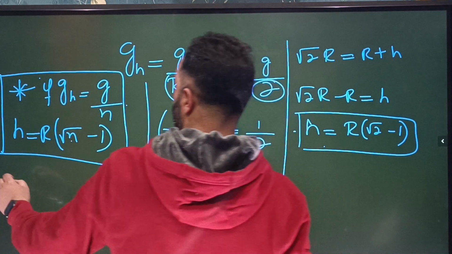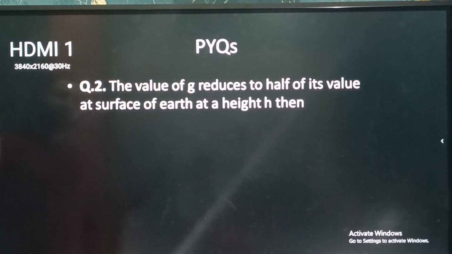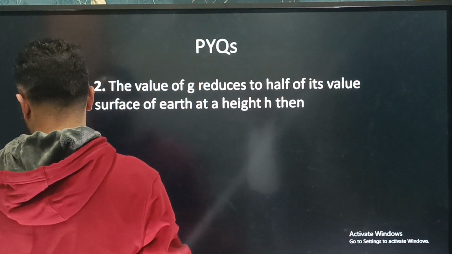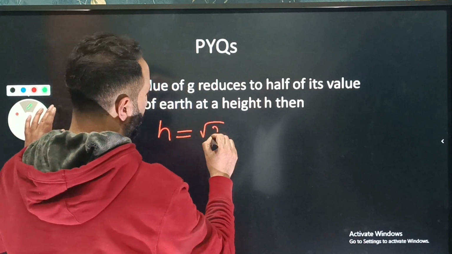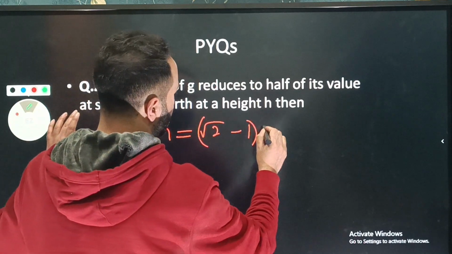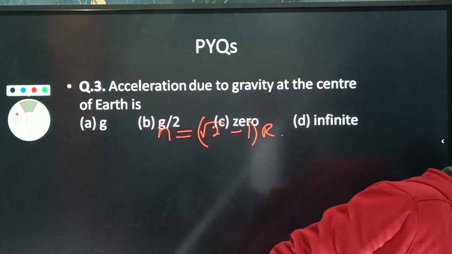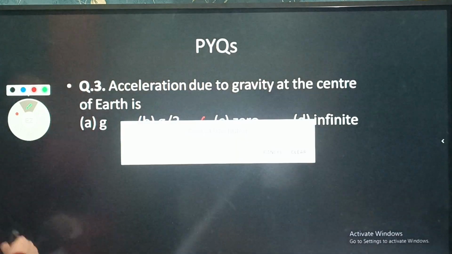Okay. Next. So this was your example number 2. The answer, I am writing that down. What is the value of h here? That h is equal to root 2 minus 1 multiplied by r. This is the answer to the problem. Let's switch to another example. This is the last example we'll be doing.